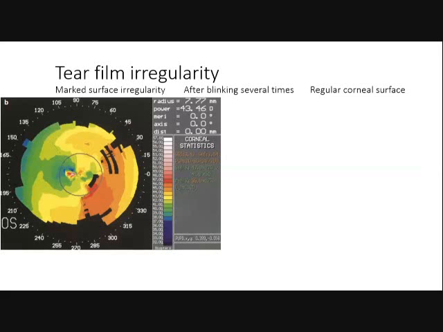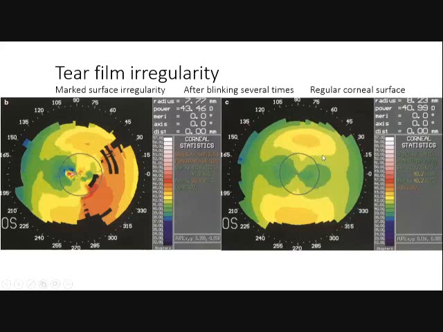Again, black spots which show the lack of data at these points. The lack of data is because we asked the patient to blink a few times, and after blinking a few times there was no more tear film irregularity and the corneal map was of regular shape. So do not comment on this corneal map which has deficient data points, black spots. You should ask the patient to blink a few times and to improve the alignment, and then take a map again.